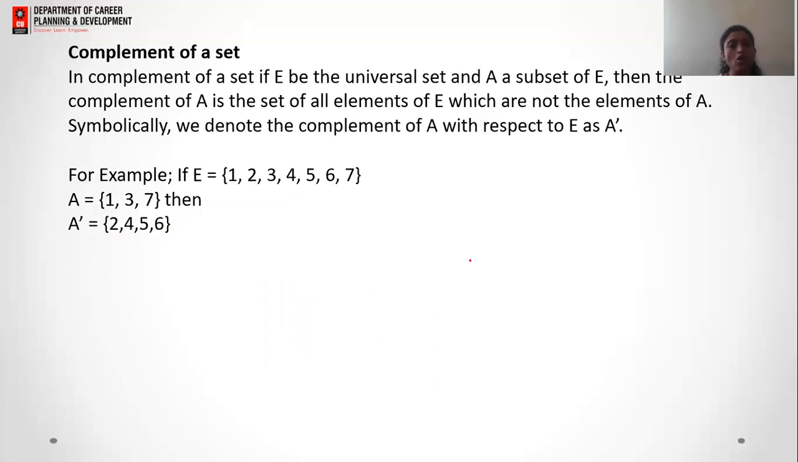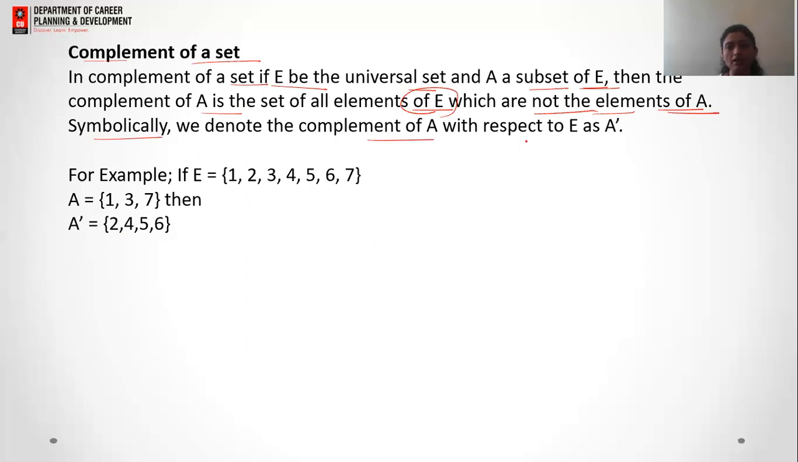The next one is the complement of a set. In the complement of a set, if E is the universal set and A is a subset of the universal set E, then the complement of A is the set of all the elements of E which are not in A. So we need to write all the elements of set E which are not the elements of set A. That will be the elements of the complement of the set A.